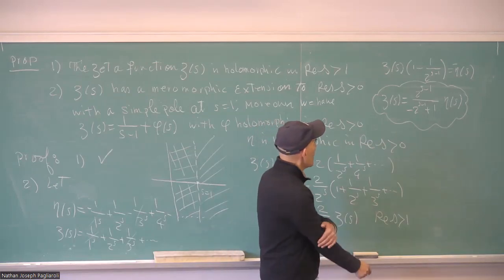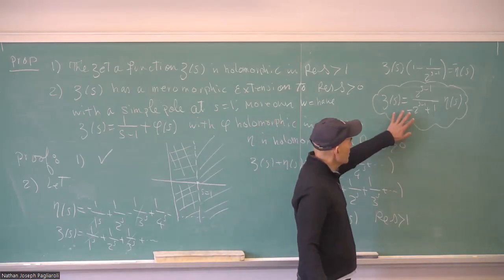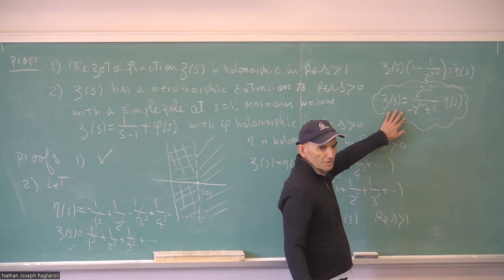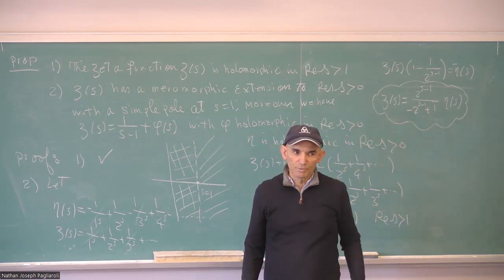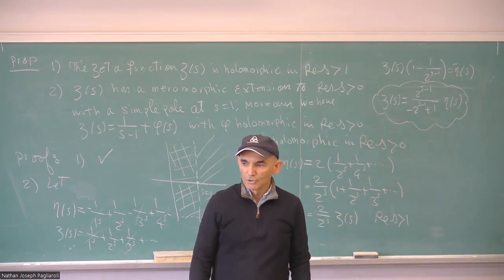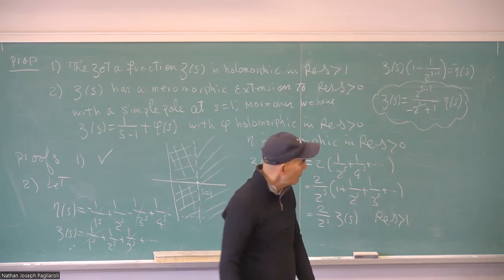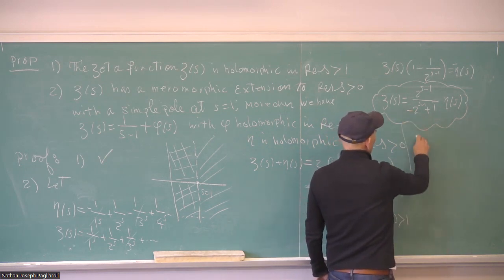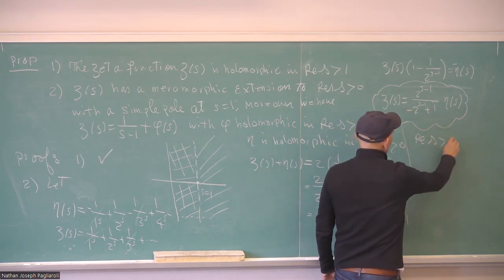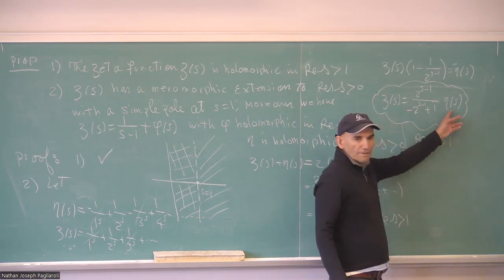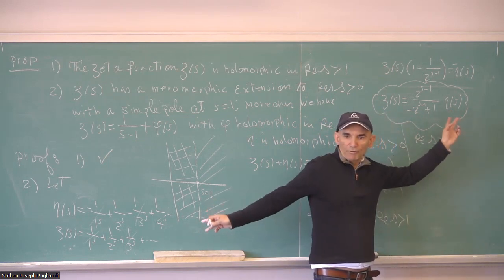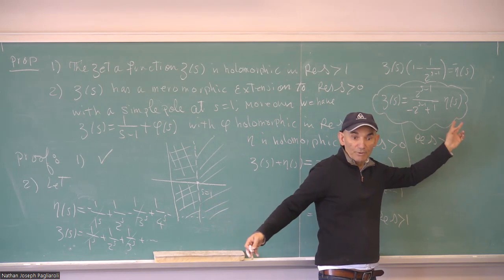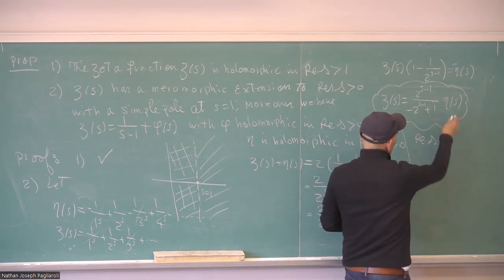Okay, now let's look at this equation. This is the golden equation that is going to be showing the analytic function. Originally, we said that both sides are defined on real part of s bigger than 1. But obviously, eta, we know, is a holomorphic function in real part of s bigger than 0. Here, this is okay.